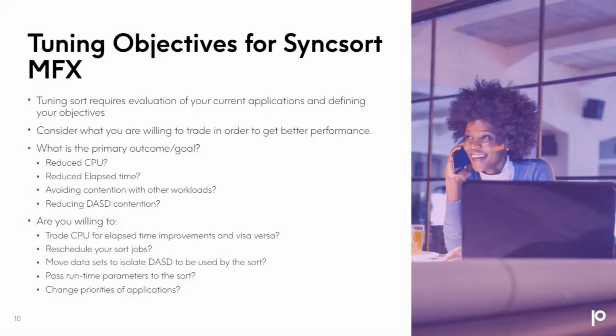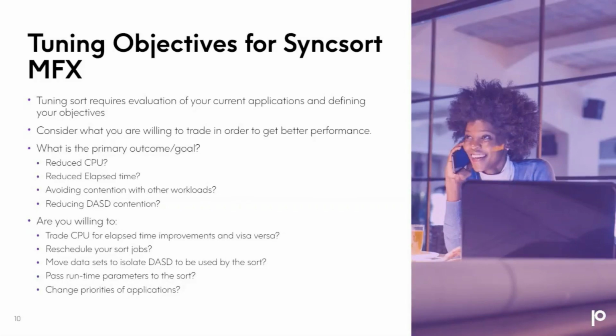So tuning a sort can be very simplistic or an extremely complicated task, depending on what you're looking to accomplish and the complexity of your application and environment. The first step is to define your objective and to ensure that it's realistic. When defining your objective, you have to decide what you're willing to trade in order to get better performance.